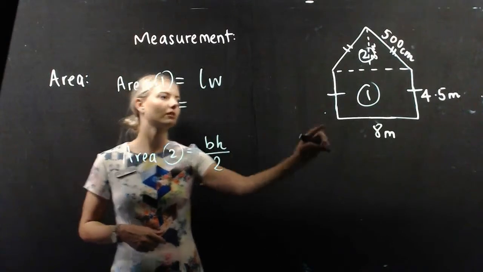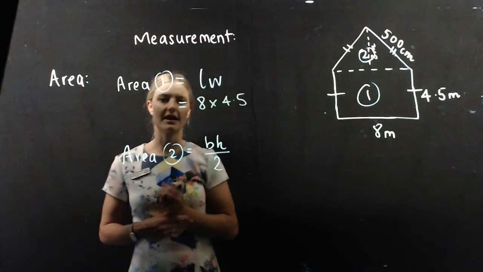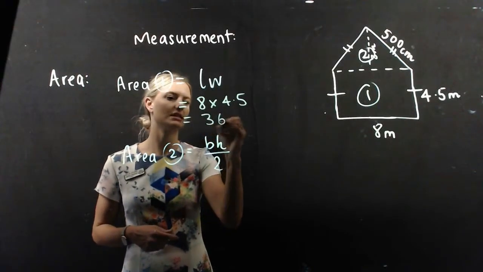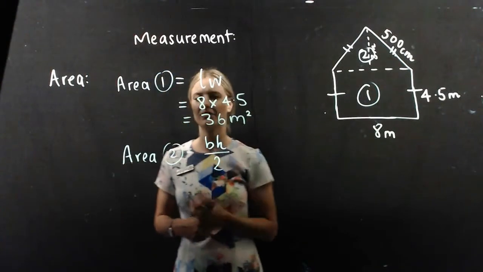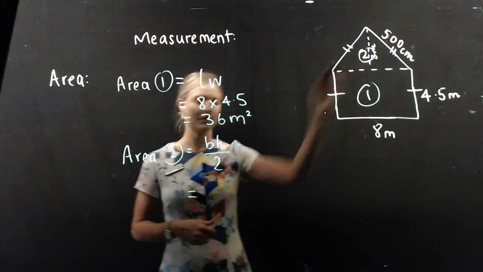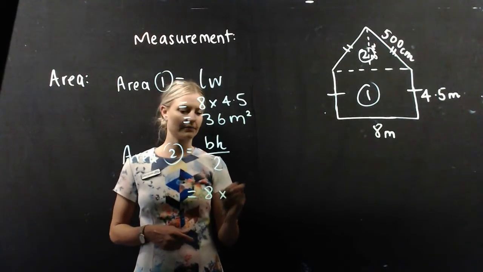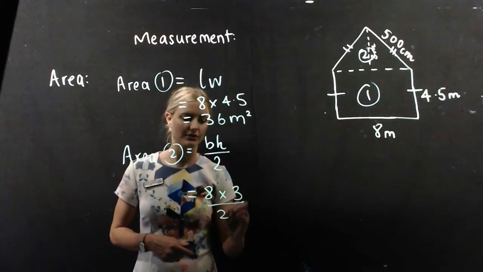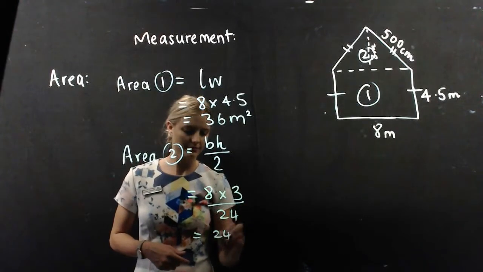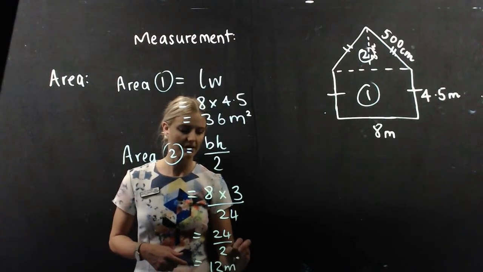So length times width, the length is 8, the width is 4.5. Multiplying those together, 36 meters squared, always squaring units for area. The area of the triangle, we've got the base is 8, the height is 3, and divide that by 2. The area of the triangle is 12 meters squared.